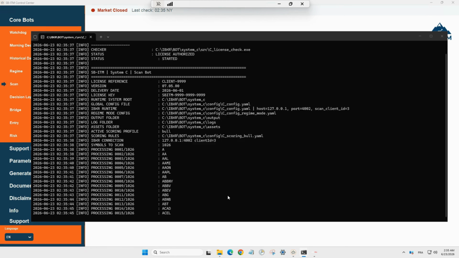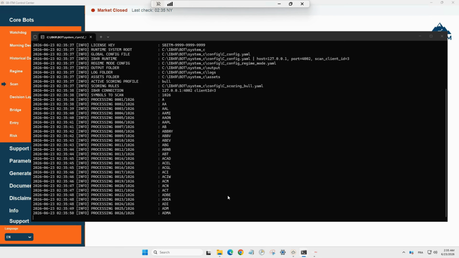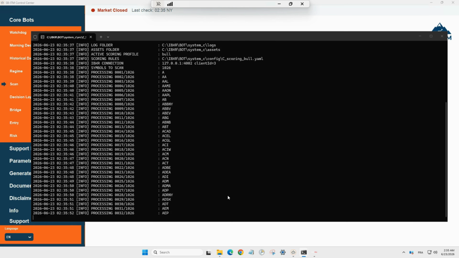The scan covers more than 1,000 symbols. To keep the demo concise, we skip the next 8 to 9 minutes and resume when the scan is reaching completion.